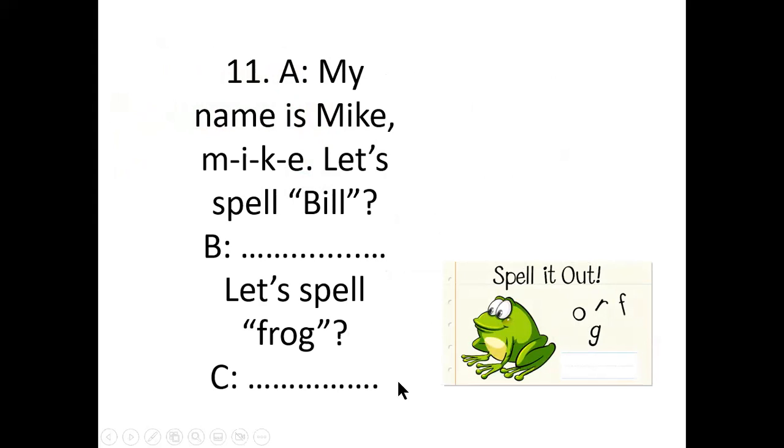Spell it out completely without stopping.